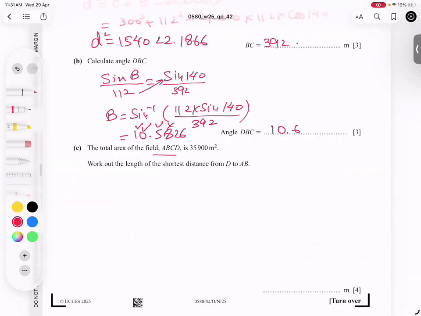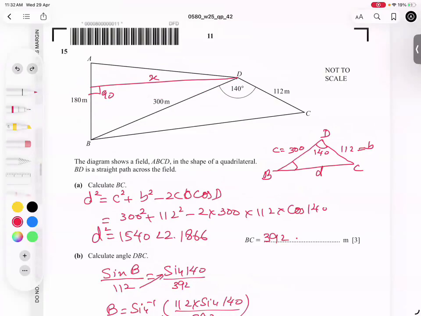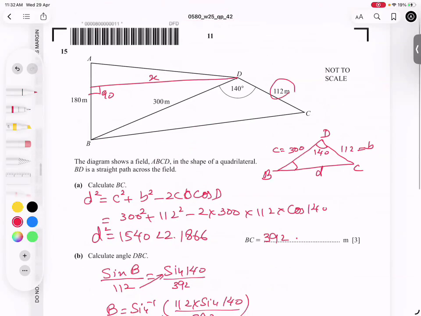The total area of the field is given. So I can say that the total area, 35900, is equal to one triangle, this one, plus the other triangle, this one. We can find this area because we're looking for this short distance, so I'll draw a perpendicular. This is the height and this is the base. Half into base into height, half into base into height. Base is 180 and height is x. And for the other one, we can use A, B and theta.